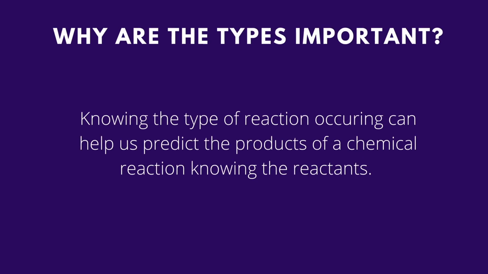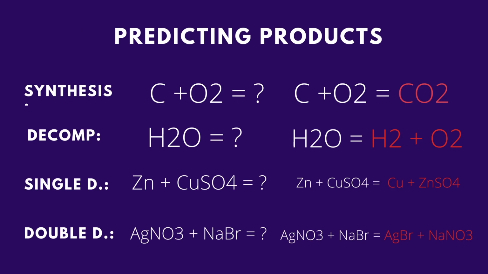Now let's look at why these types of reactions are even important. Why do they even matter? Well, knowing the type of reaction occurring can help us predict the products of a chemical change when we know the reactants. Here's a few examples. Let's predict the products of the following. First we have a synthesis reaction. We have two reactants making one product.